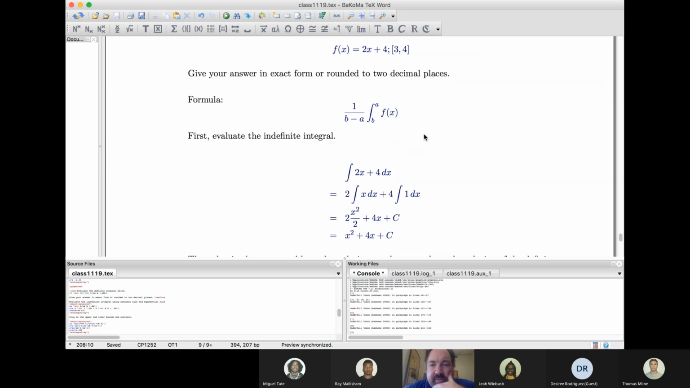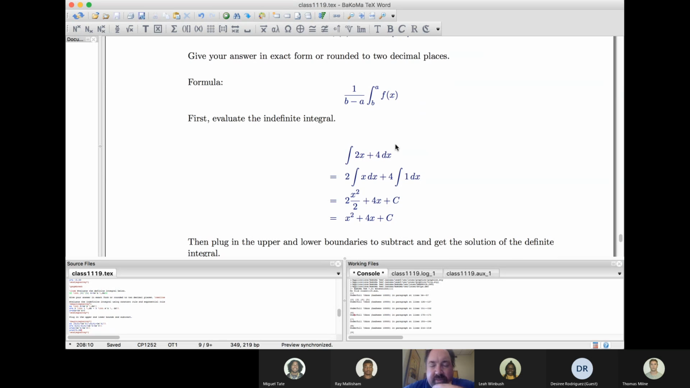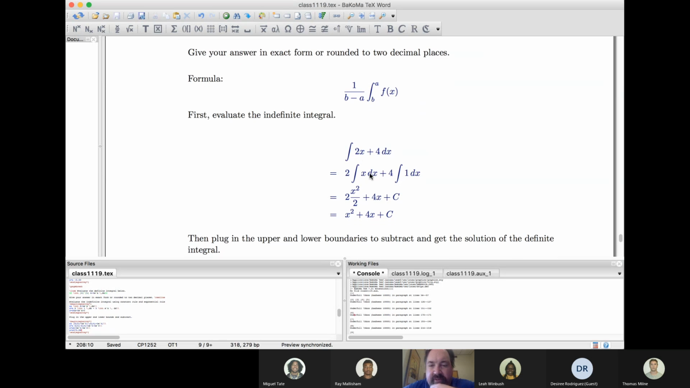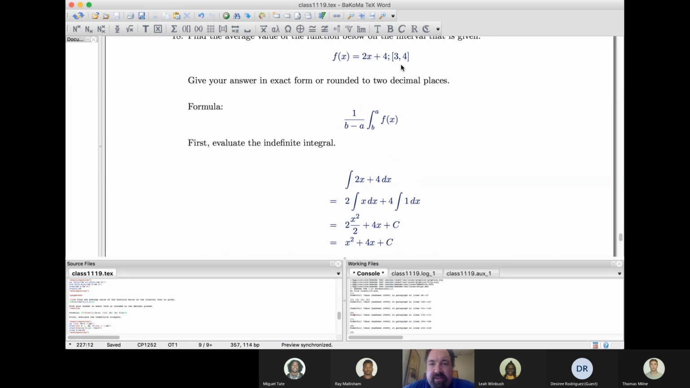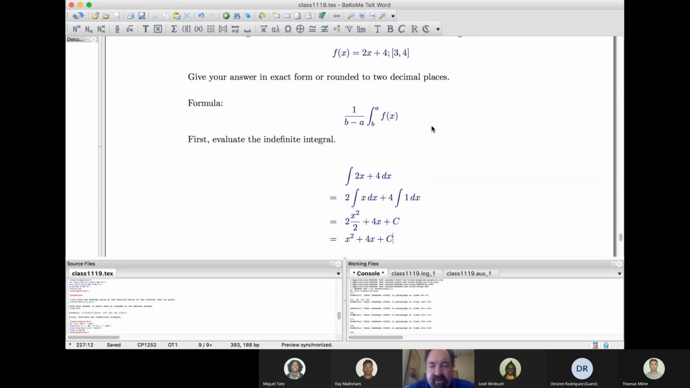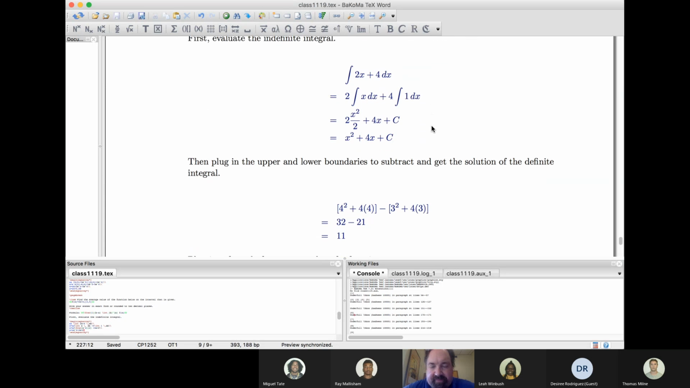Just like before, we're going to do this definite integral. Just have to remember to divide at the end. So we work this out in the usual way: 2 times the integral of x plus 4 times the integral of 1. After using the power rule, this is what we have for our indefinite integral. Now we have to plug in the given limits 4 and 3 and subtract. So that is the definite integral.